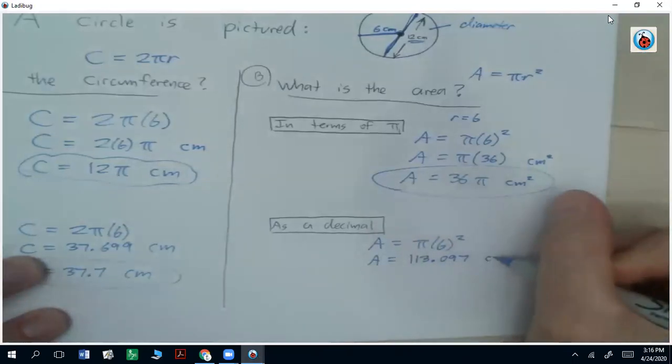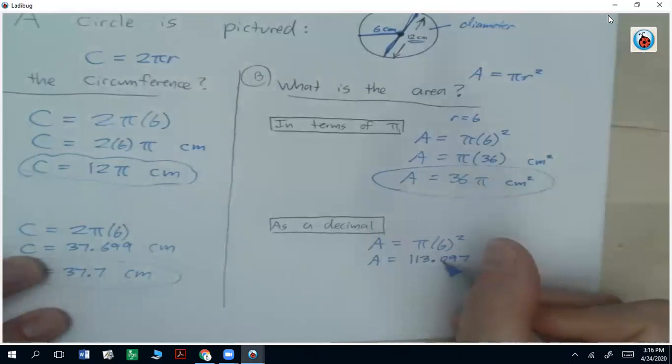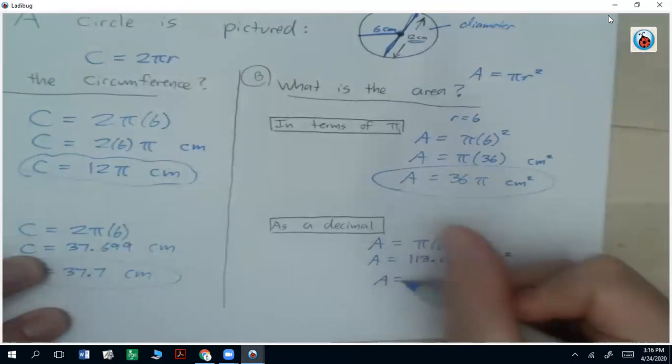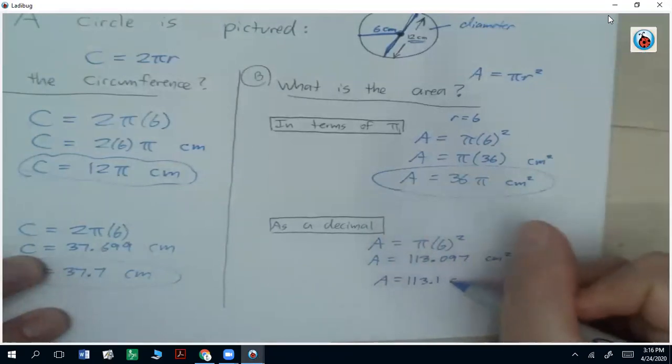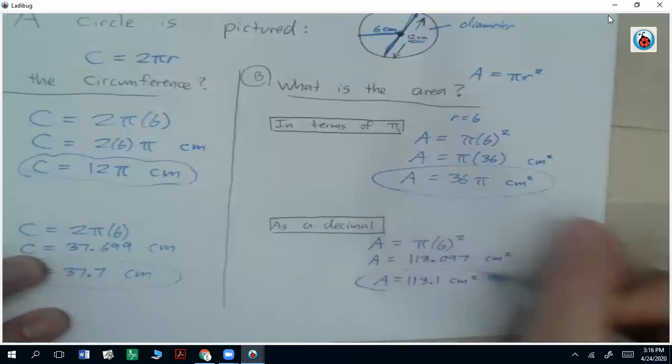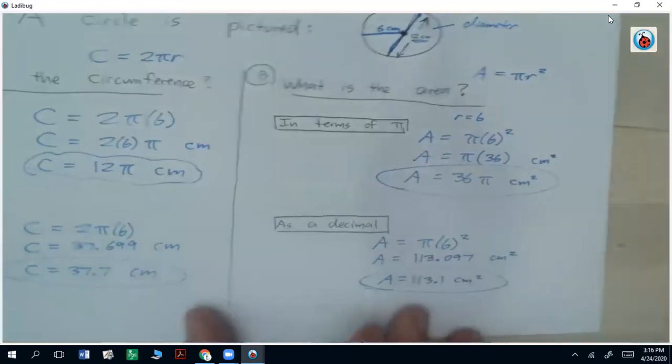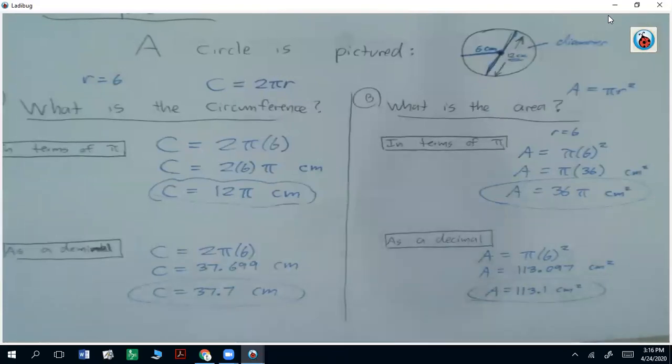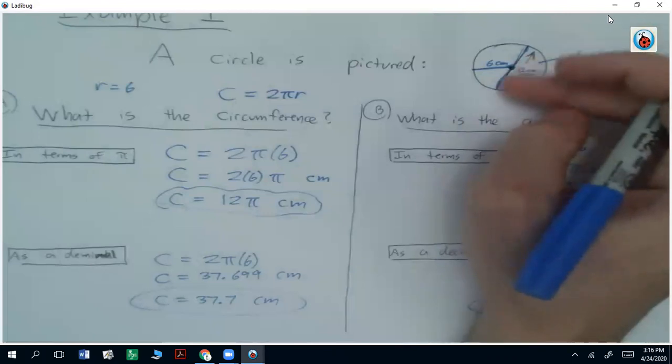And that's going to be in centimeters squared. I would probably just round that to 113.1 centimeters squared. That's the idea. So just calculating circumference and area, given the diameter or the radius.